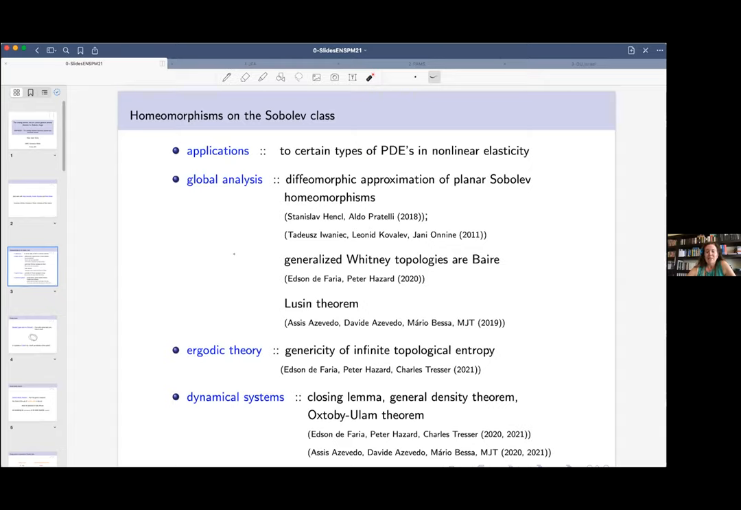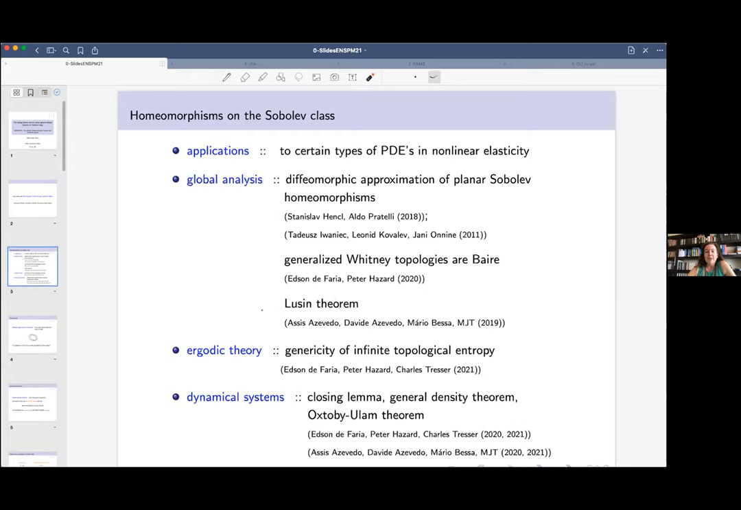It also appears in works of Edson Faria and Peter Hazard, where they proved that certain generalizations of the C^r topology, like the Hölder or the Sobolev topology, are Baire. And also recently, in collaboration with Assis, David, and Mario, we have proved a version of a Lusin theorem for the Sobolev class, proving that an almost measure-preserving measurable map is nearly a Sobolev homeomorphism.